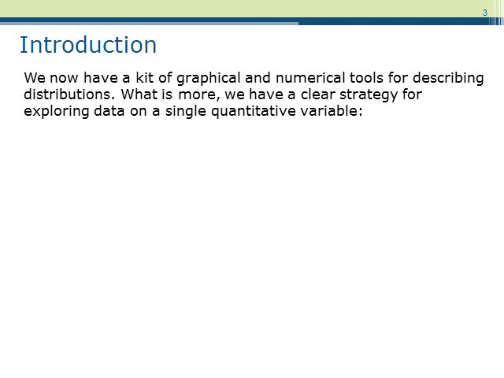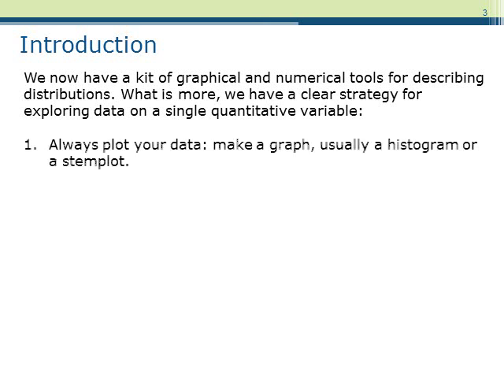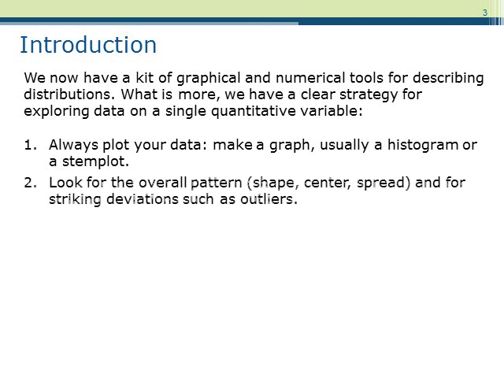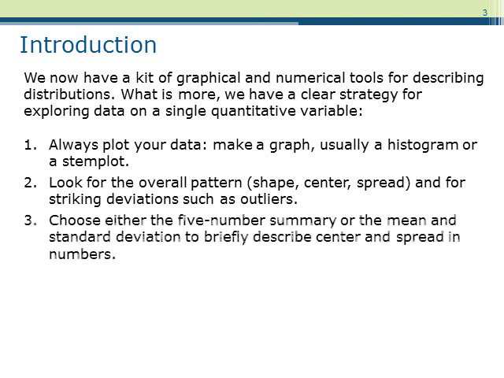We now have several tools for analyzing quantitative data. We'll usually begin with a graph, either a histogram or a stem plot. This will give us a sense as to the shape, center, and spread of our data set. If the data set is symmetric, then we can use the mean and standard deviation to describe the center and spread. If the data set is skewed or has outliers, we can use the 5-number summary.